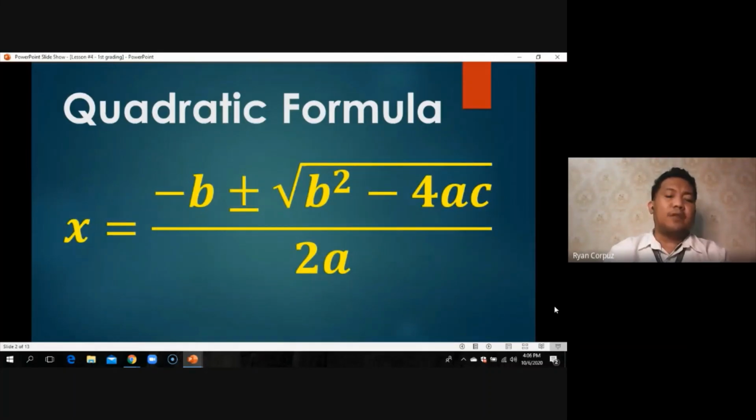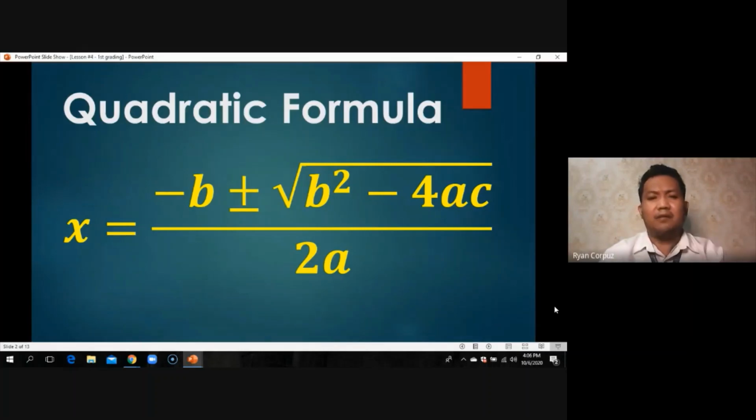The quadratic formula is x is equal to negative b plus or minus the square root of b squared minus 4ac all over 2a. So x there is the one we are looking for, the solutions of a given quadratic equation. That plus or minus, there are the two solutions that we are going to get when we solve a quadratic equation. So we can do it by using the quadratic formula.